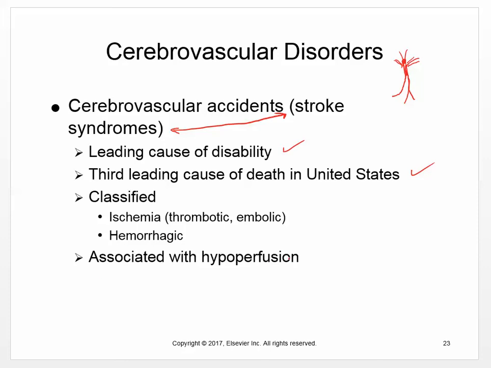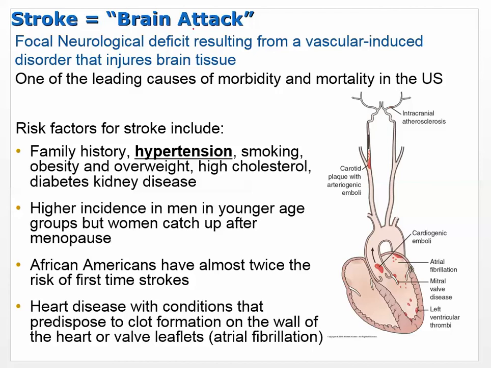So in general, it's associated with hypoperfusion, which means that you're not perfusing the cells, the neurons, beyond wherever this damage takes place, whether it's hemorrhagic, or in most cases ischemic, a clot. So we call it a brain attack. It's focal, which means it's happening in a certain area. In this case, you can see the clot happened here, and it's cutting off blood supply to the areas beyond that. It's one of the leading causes of morbidity and mortality in the United States.